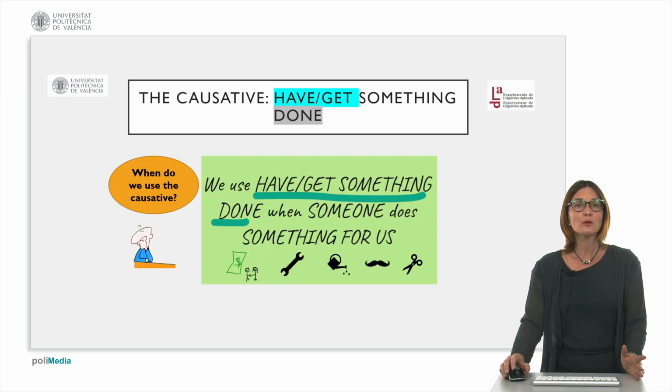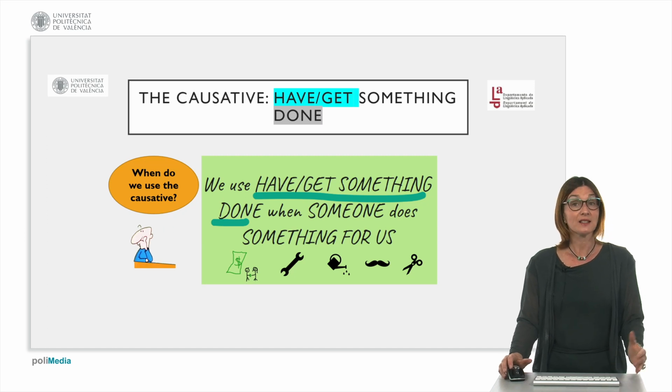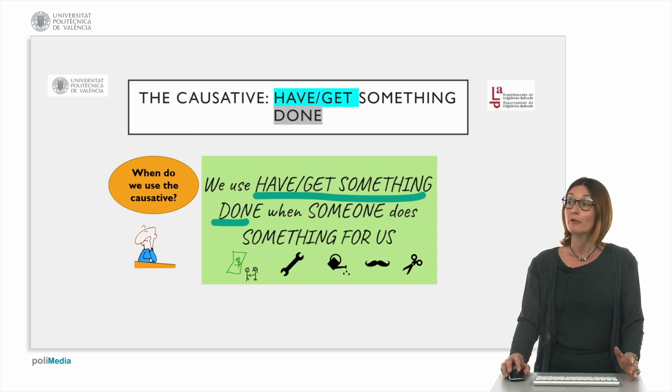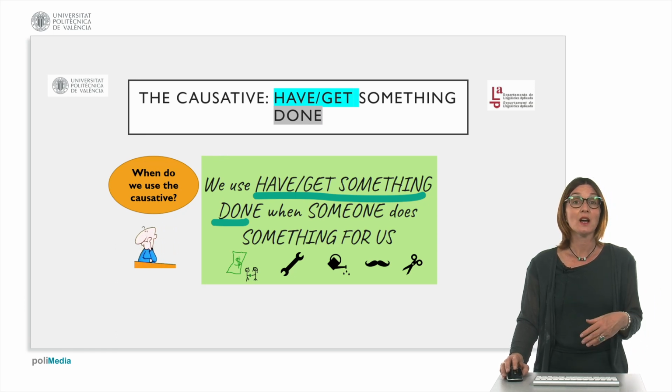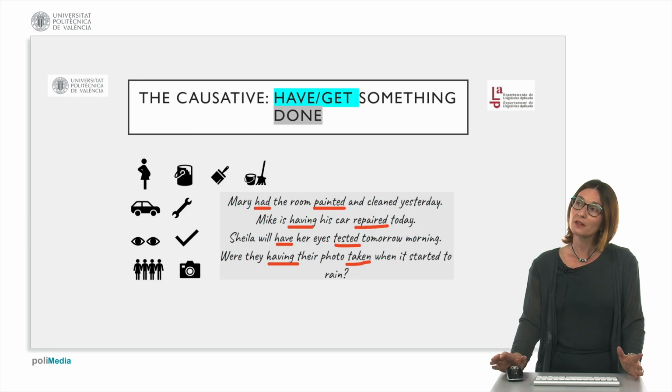Right, so when do we use the causative in English? As I said, when something is done by someone. So someone does something for us. In this case, we need to think about the type of services for which we pay money. For example, we have our car repaired, we have our plants watered, Mike had his mustache trimmed, or we normally have our hair cut. Right, so let's have a look at these examples to illustrate the use of this structure.